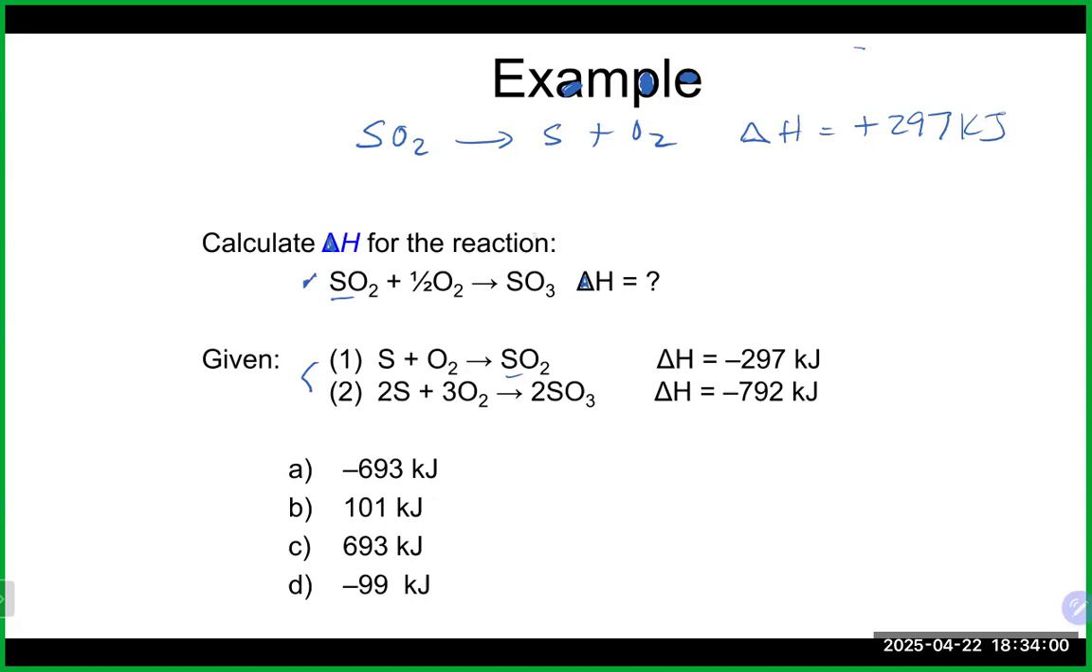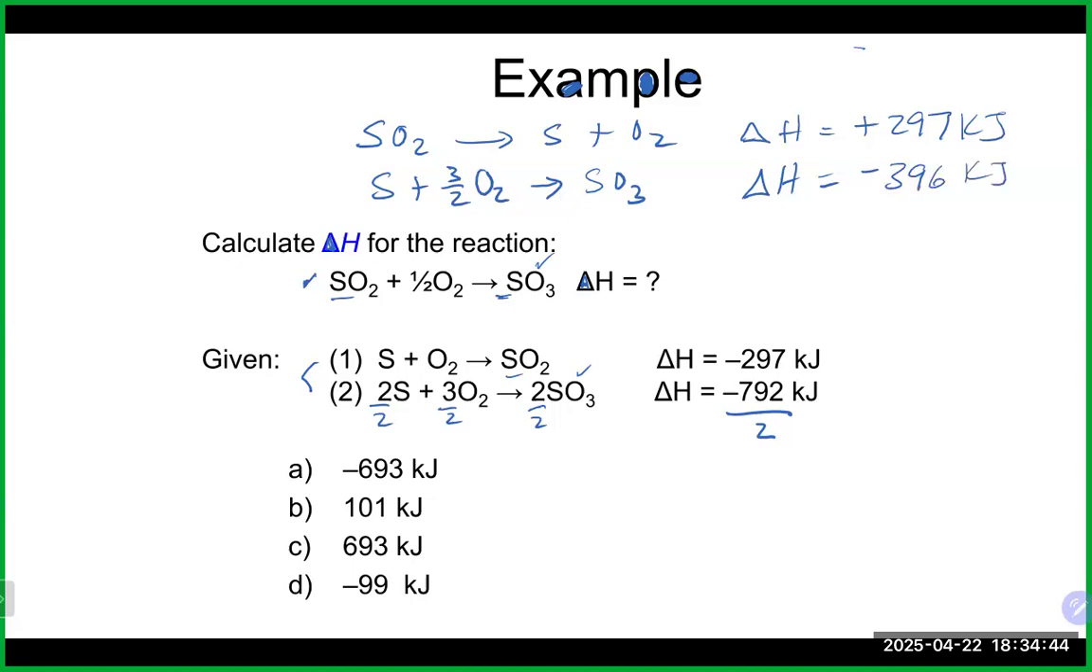The next thing I have going on, I'll take a look at the SO3. The SO3 is on the right-hand side, which it is here, but we only need one SO3 and we have 2 here. That means we need to divide everybody here by 2. If we do that, that gives me an S plus 3/2 O2 gives me an SO3. Again, I also need to divide my delta H by 2 as well, and that gets me 792 divided by 2, which looks like 396. And this one is going to be negative since we did not reverse it.